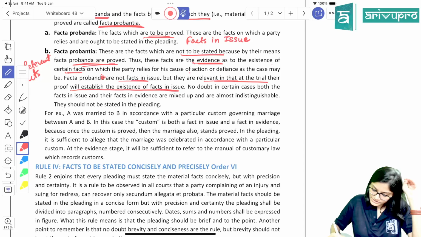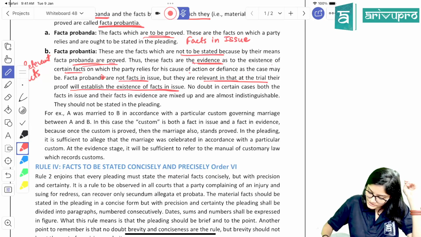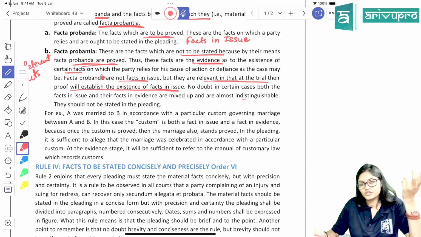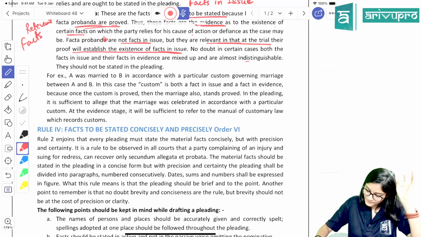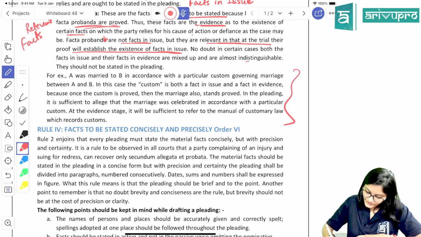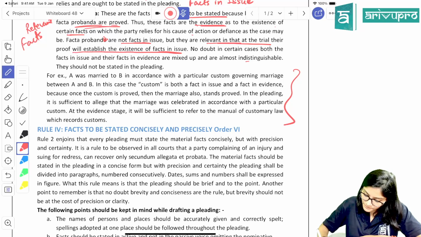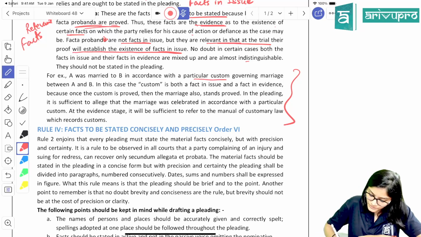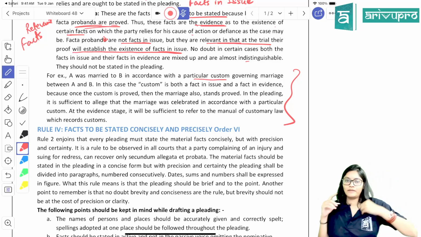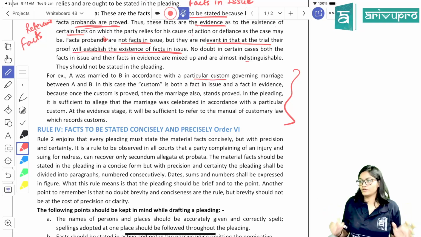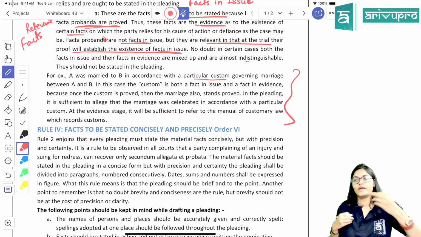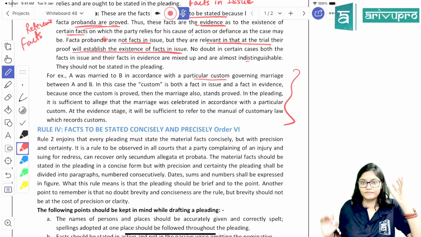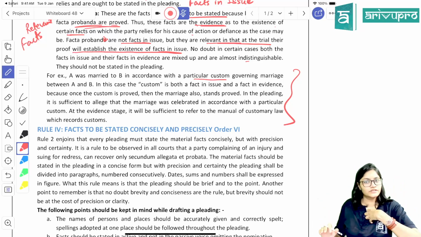No doubt in certain cases, both the facts in issue and the facts in evidence are mixed up and are almost indistinguishable, because you don't come to know. They should be stated in the pleading. See, an example is given. A was married to B in accordance with a particular custom governing marriage between A and B. For example, I married my husband according to Hindu law. Or let us say I am Jain, so as per the Jain laws, I was married. Then I will mention this fact.